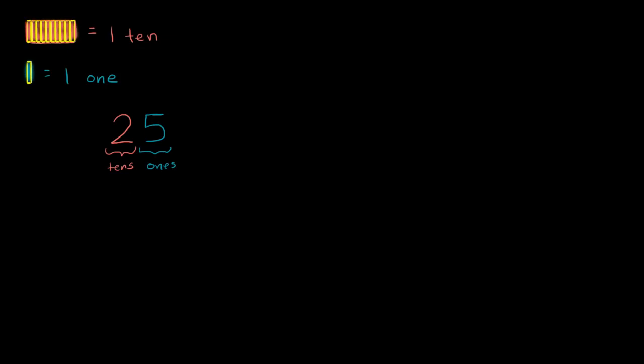What do I mean by that? Well, another way to write this is this 2 represents 2 tens. So let me write that down. This is equal to 2 tens plus 5 ones.